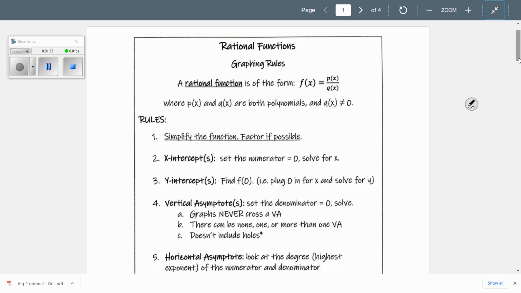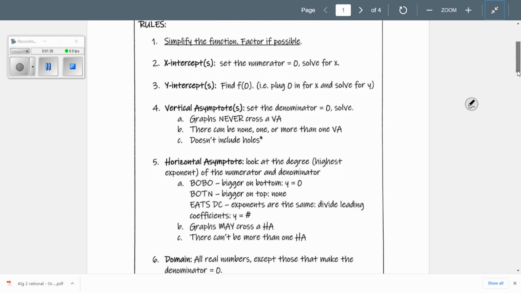Here's where we get to maybe some new words, but I don't want you to be scared. It shouldn't be too bad. It says vertical asymptote or vertical asymptotes. Set the denominator equal to 0 and solve. The graphs never cross a vertical asymptote. And it says there can be none, one, or more than one vertical asymptote. And this doesn't include holes. So today we're graphing without holes. Later this week, I got to look at the schedule, but I think we do graphing with holes. So we'll learn that. But all day today, there's no holes.